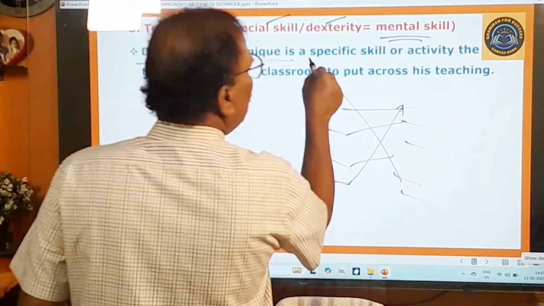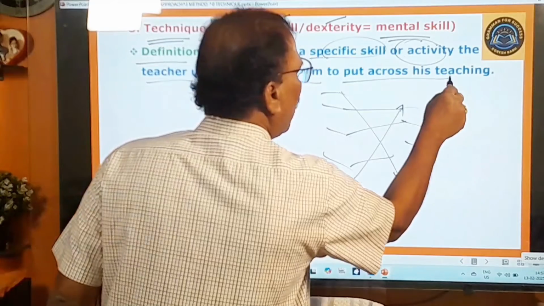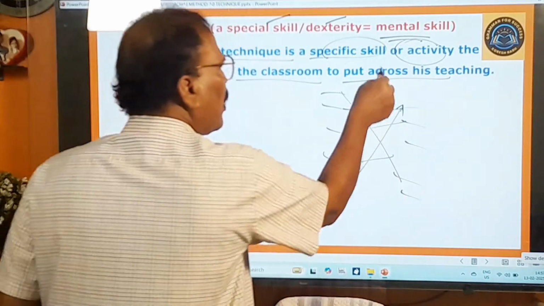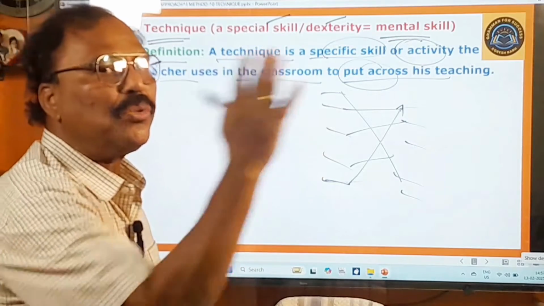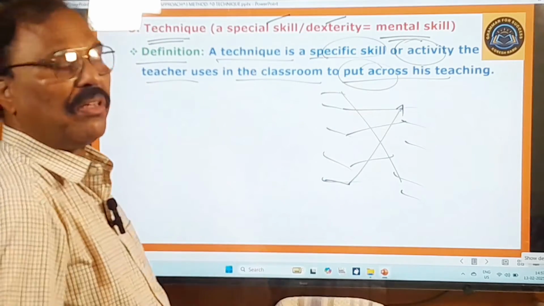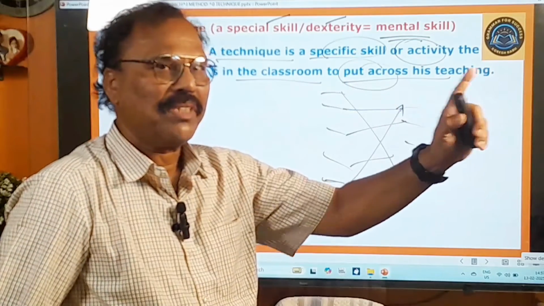A technique is a special skill or activity the teacher uses in the classroom to put across his teaching. To put across means to convey his teaching, to teach the students. To put across, beautiful phrasal verb. Put across means to convey forcefully his teaching.